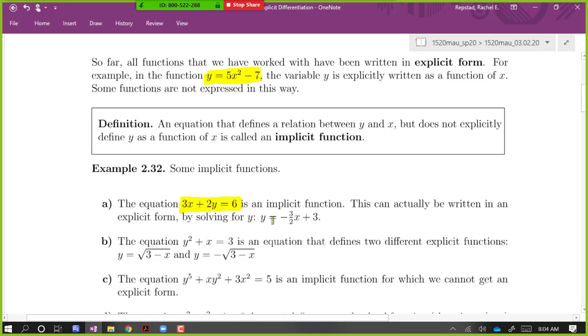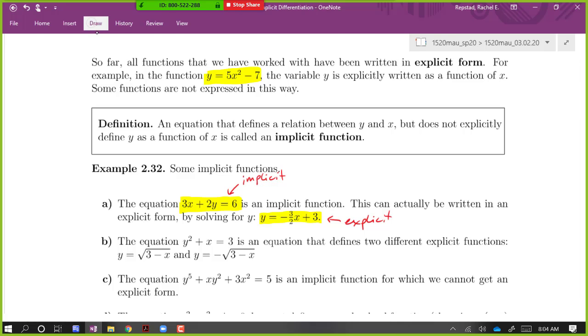We could do a little algebra. Here's the explicit form, right? So these are equivalent. This is implicit here, and as it turns out, we can do some algebra, and it does define y explicitly as a function of x. Not all implicit functions define y as an explicit function of x.